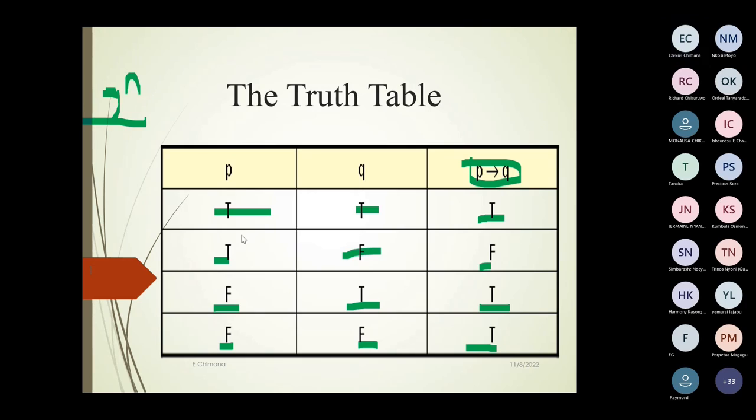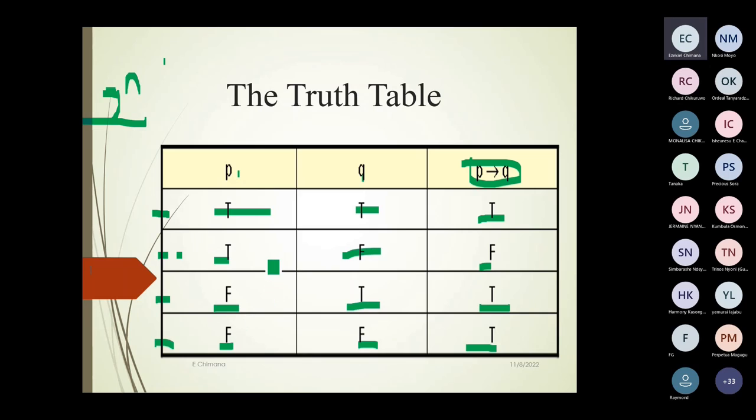So for 2 to the power n here, n is the number of simple statements in your compound statement. Here I've got 2 statements, a P and a Q. So it will be 2 to the power 2, and then we get 4 rows, which means 1, 2, 3, and 4 rows. So your truth table will have 4 rows, besides this one for headings.